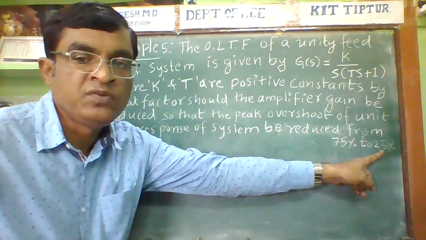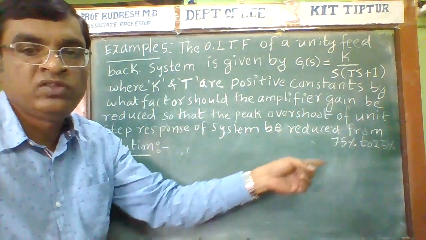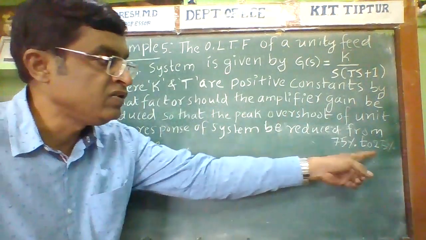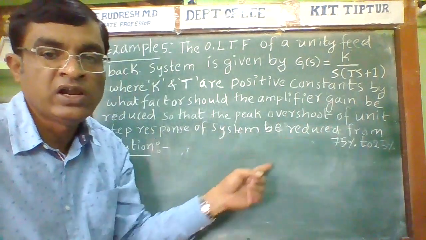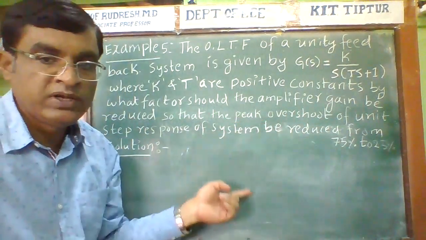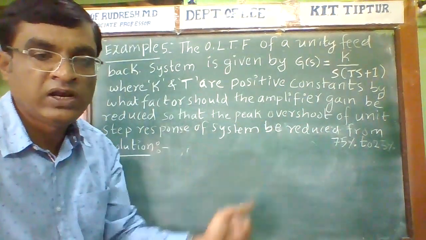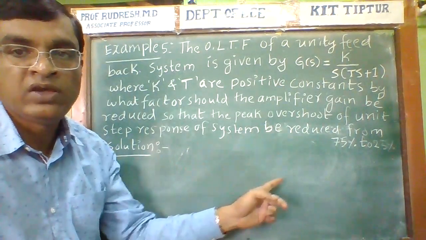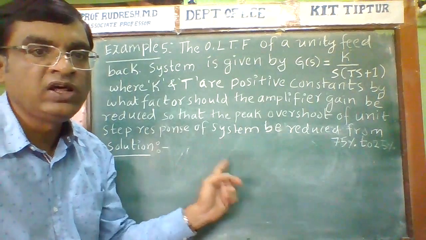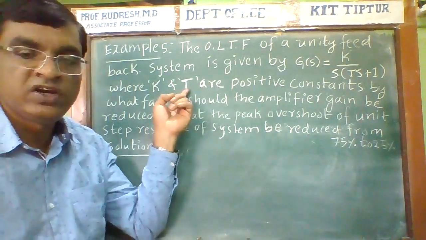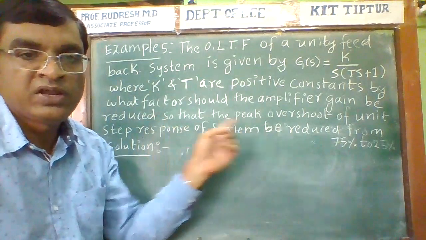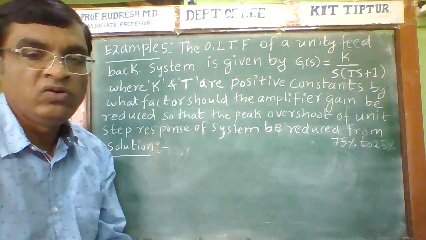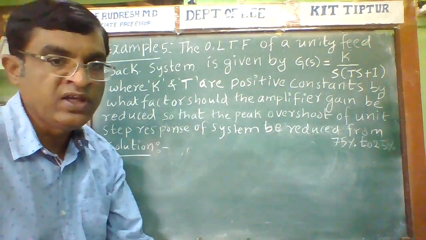when Mp is 25%. Then we need to calculate the zeta value, and by substituting the zeta value, we go for calculating K1. If we calculate K1 in terms of the time constant T, and then compare both values, we can get the new value of the gain K of the amplifier.